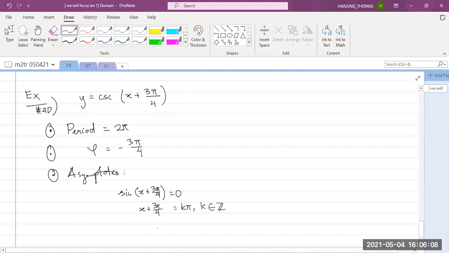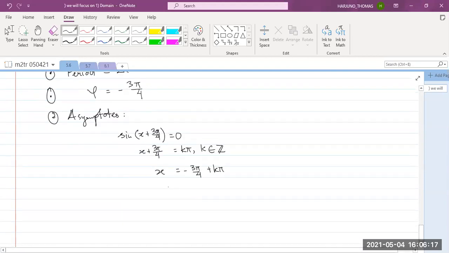Now subtract by 3 pi over 4. That's what it looks like. Now, if you add 1 pi, it becomes pi over 4 plus k pi, just to make the constant part positive. But you can use either one of them. So the asymptote is x equals to pi over 4 plus k pi.